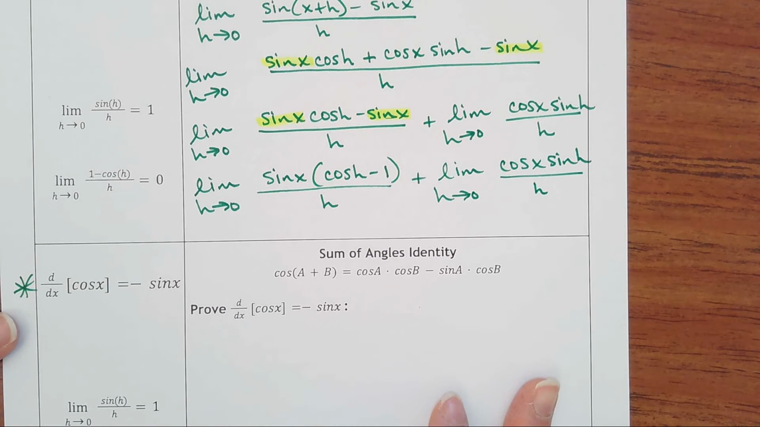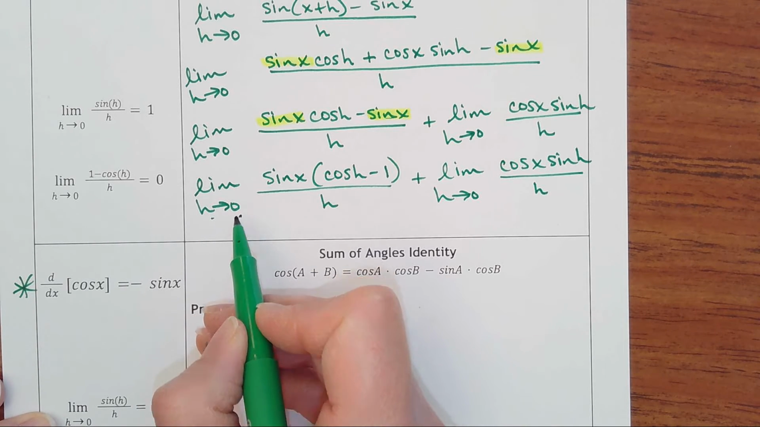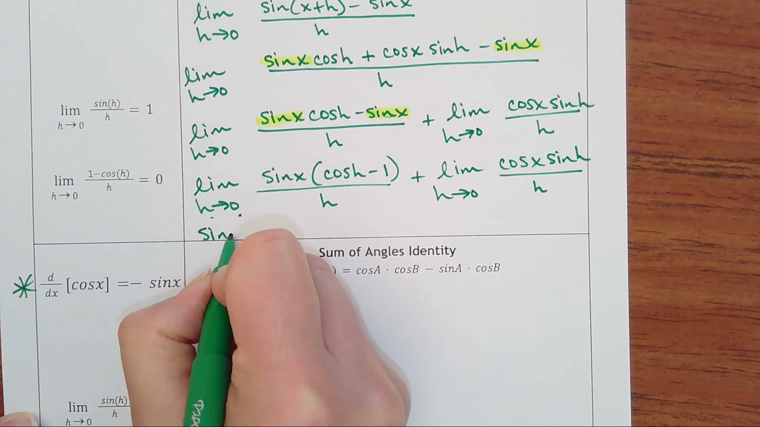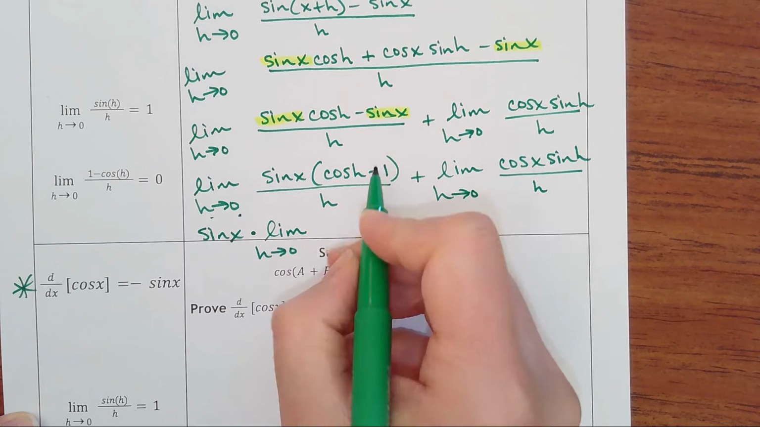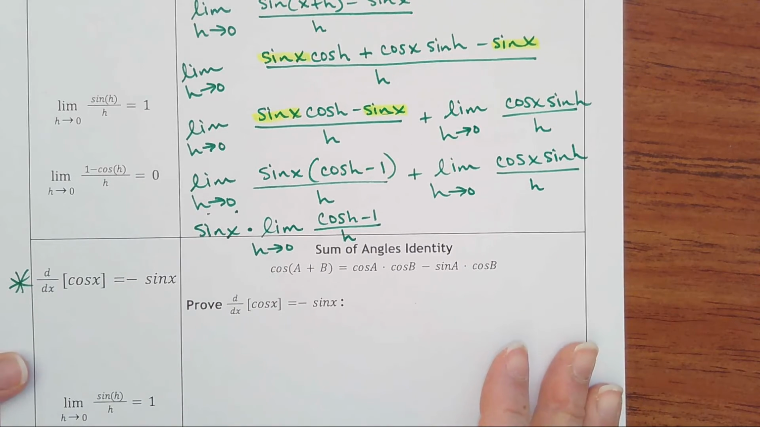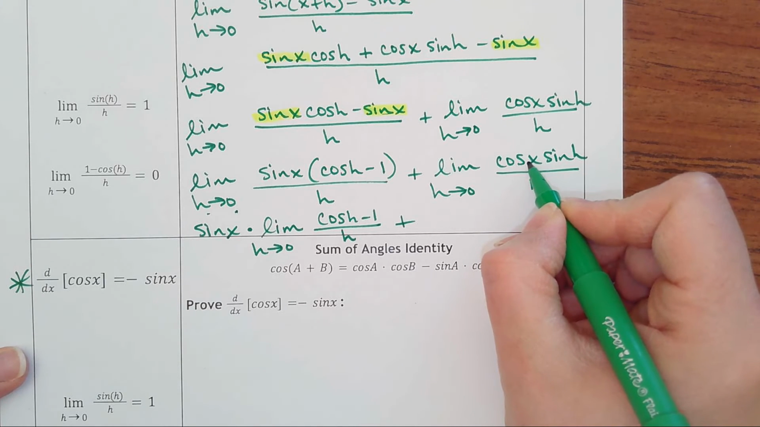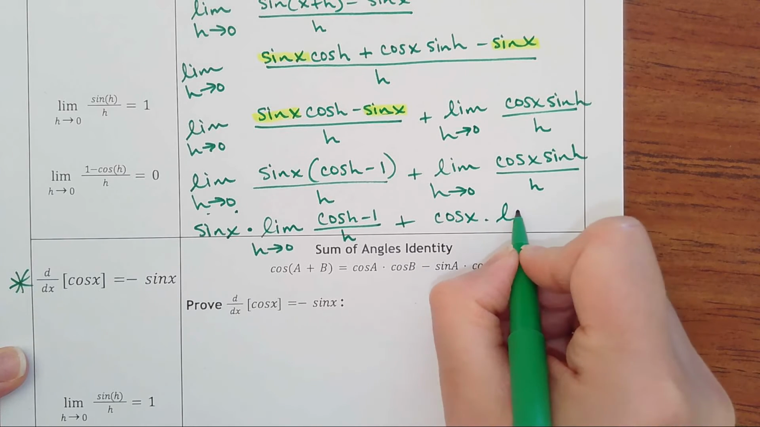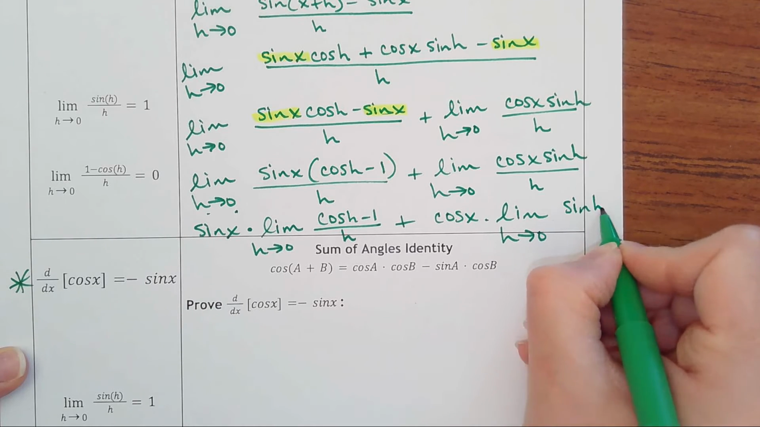Okay, the only pieces I really want are the ones with the h's, since I'm seeing when h goes to 0. So since this is kind of like a constant, I'm going to take that out in front. So I have sine of x times the limit as h goes to 0 of cosine of h minus 1 over h. Plus, same thing here. I don't really need this cosine of x. I only need the pieces that have h, so I'll bring that out in front. And that'll just get multiplied by the limit as h goes to 0 of sine of h over h.